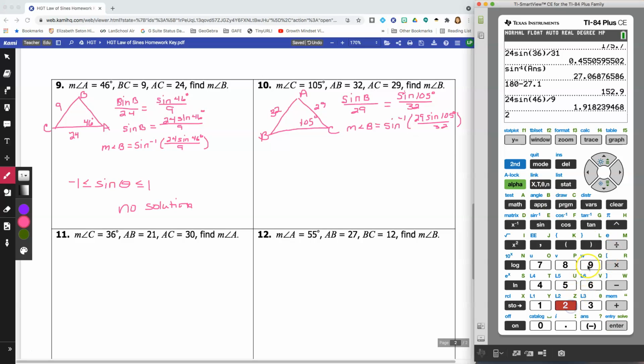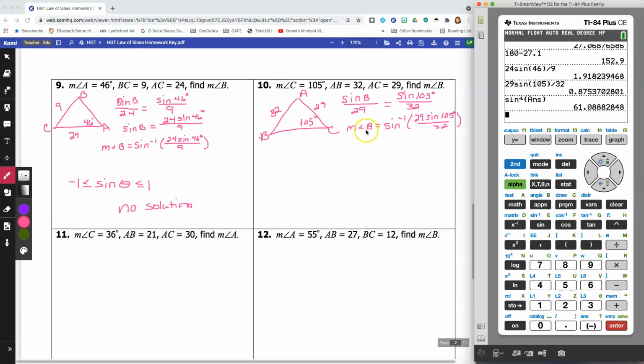Again, before we do anything else, we want to find out, is this even possible? So we type into our calculators 29 times the sine of 105 degrees, close those parentheses, and then divide by 32. This number is between -1 and +1, so it is possible we have at least one solution here. To find that, we're going to put in the inverse sine now. So we do second sine, and then we copy that answer with second negative. That'll copy my answer in here.